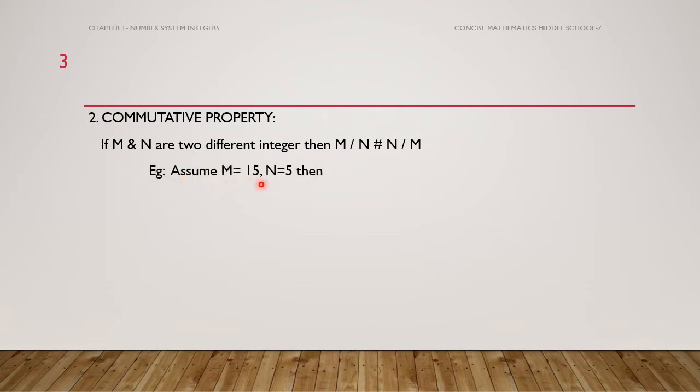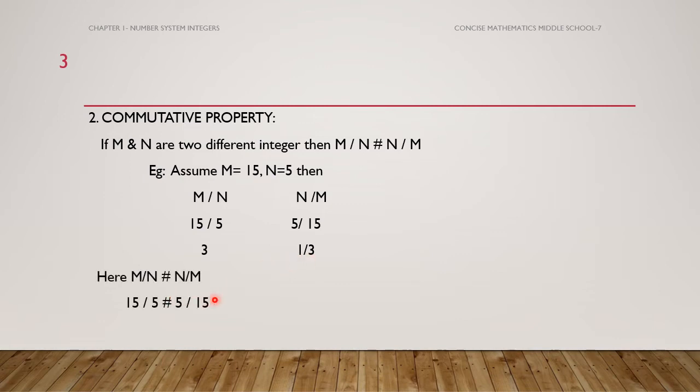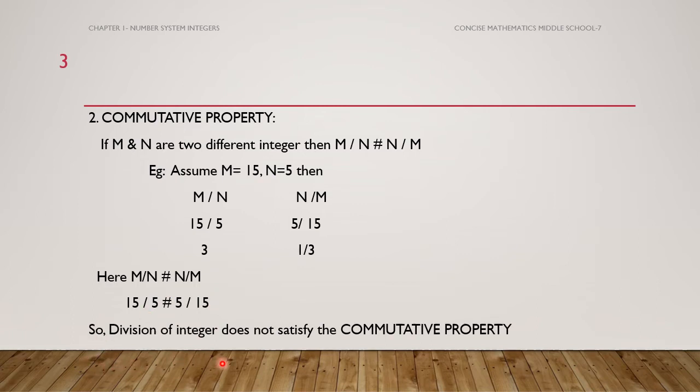See, let's consider m is equal to 15 and n is equal to 5 and m divided by n. We are taking this as the left hand side and here we are taking the right hand side. We are just substituting the m and n values over here. Then see, we are getting 3 on the left hand side and 1 by 3 on the right hand side. It is not equal. So even here the division of integers does not satisfy the commutative property.